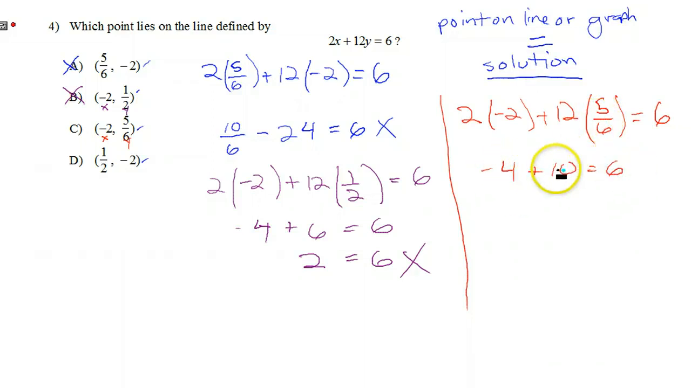And now I see negative 4 and 10, opposite signs means subtract, and keep the sign of the bigger number, and we get something that's true. So this is our answer here. And you could check the last one the same way, but you're going to see that it will not work. So our answer is just C.